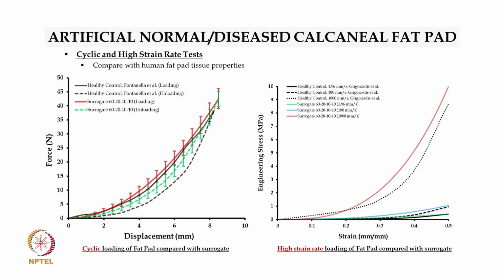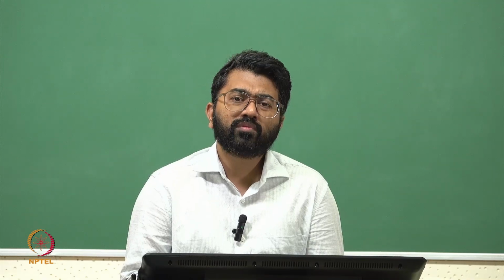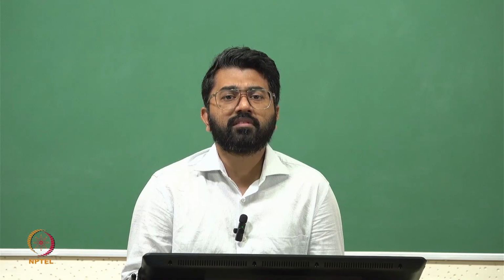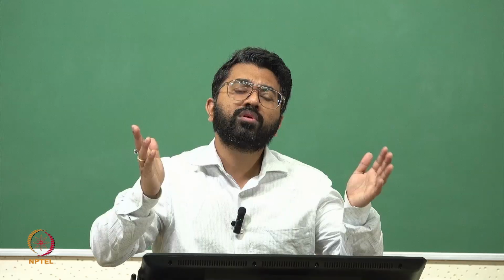The next one was we wanted to conduct the tests with the surrogate 60 20 10 10 only, because we define this as a control surrogate which we want to test across different strain rates, repeatability, reproducibility, cyclic loading. So we always have to pinpoint one surrogate composition which we are going to test extensively, right? The rest of them are just for finding where the surrogate composition should lie.